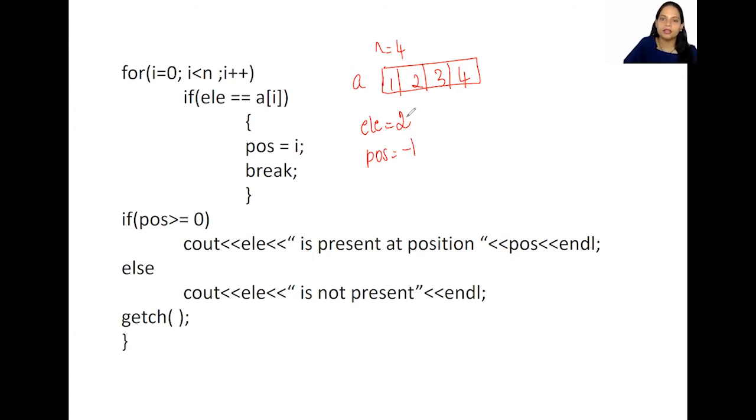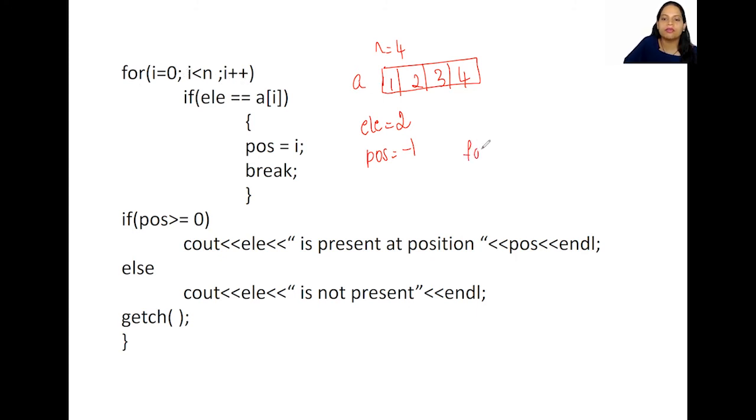We asked the user how many elements are in the array, entered the elements into the array, took the input for the element to be searched, and set the position to -1 as of now. Now we are going to use another for loop: for i equal to 0, i less than n, i plus plus. We visit each data item and check if it is equal to the element.